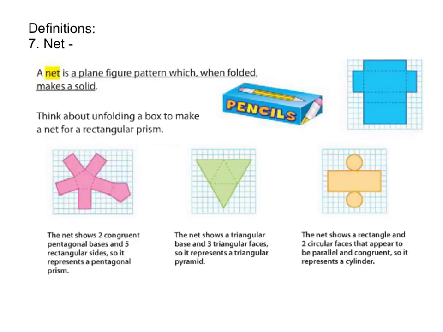Now your last definition for this unit is a net. A net is a plane figure, meaning a flat pattern, which when folded makes a solid. So if you look over here at this net on the left, if we were to fold it up along these dotted lines, it would form this pencil box, which is a rectangular prism.